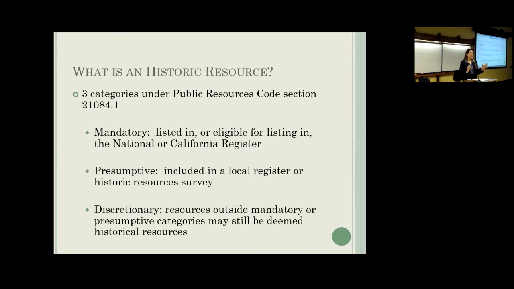That's when something is not on any register, it's not in the survey, it's not locally listed. These are resources that are outside the mandatory or presumptive categories. But CEQA says that even if something isn't listed, it can still be considered a historic resource. And so the real question is, what is the standard for determining those discretionary resources as to whether they are historic or not? And I think that's, as Susan mentioned, not a completely answered question.